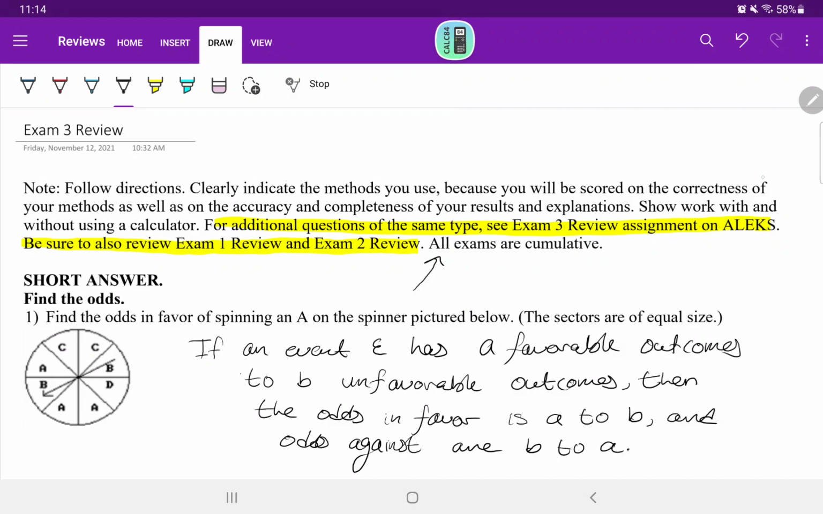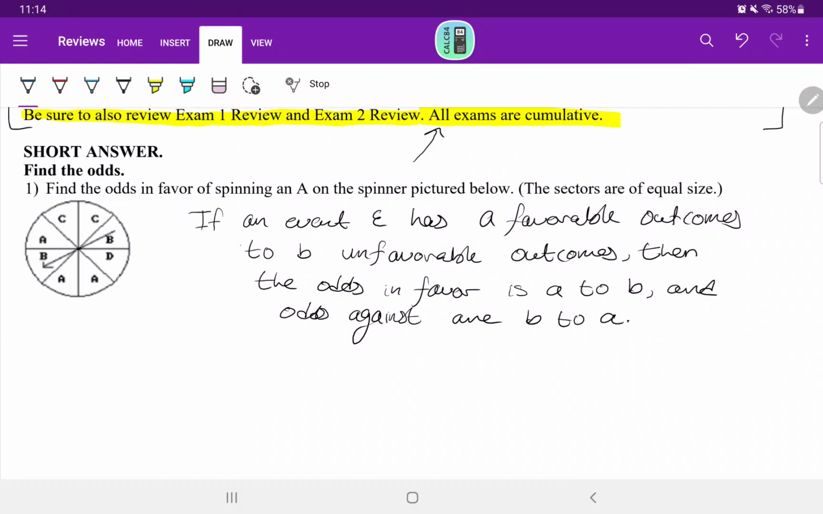Now, I want you guys to take a minute or two on your review sheet or on the screen right here and read the directions, especially the highlighted part. Okay, so I'm assuming you read the directions of the exam review. In this video, we're going to knock out questions number 1 and 2. And 1 and 2 are going to be focused around odds.